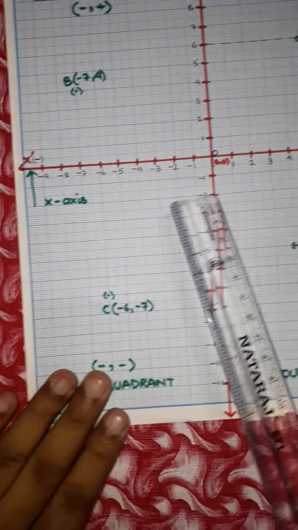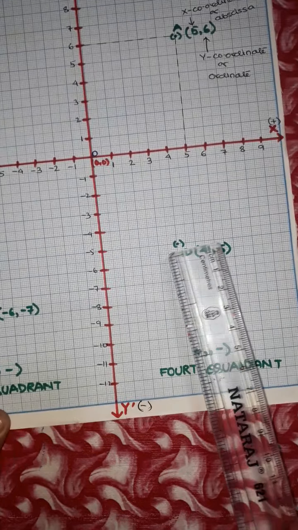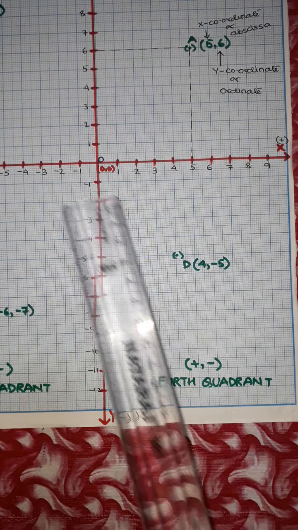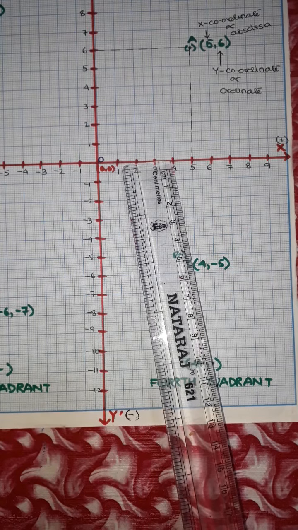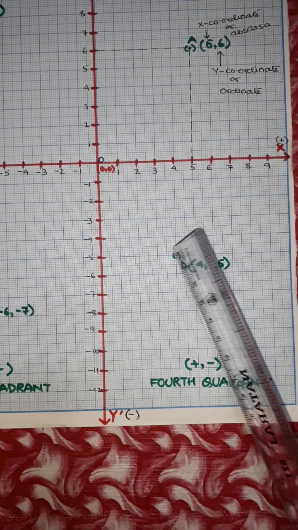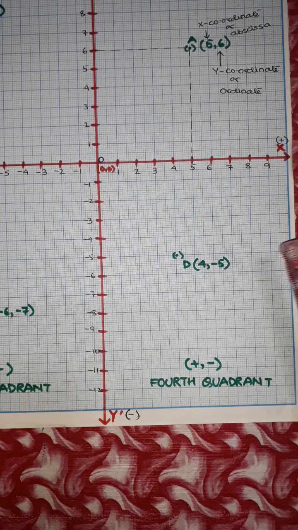Okay. Now in the fourth quadrant, if you want to plot, you can say 4 comma minus 5. 1 2 3 4 comma minus 5. 1 2 3 4 5. So this is D, 4 comma minus 5.